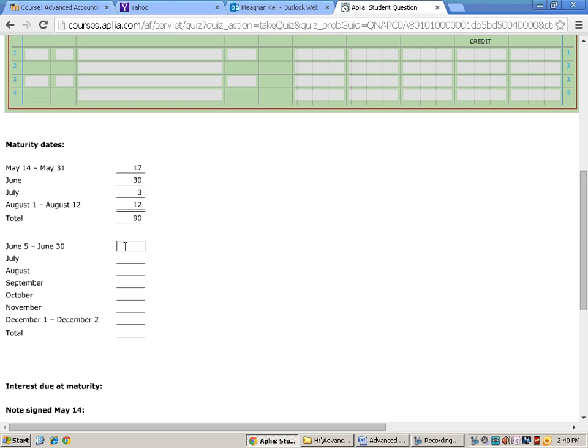All right, June 5th to the 30th is going to give us 25 days. July's got 31 days. August has 31 days. September has 30. October has 31. November has 30. And 2 days till it matures in December for a total of 180 days. So that's how we figure our maturity dates. You just have to know how many days are in a month.